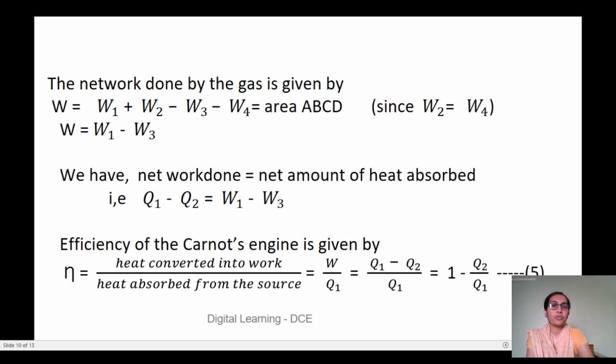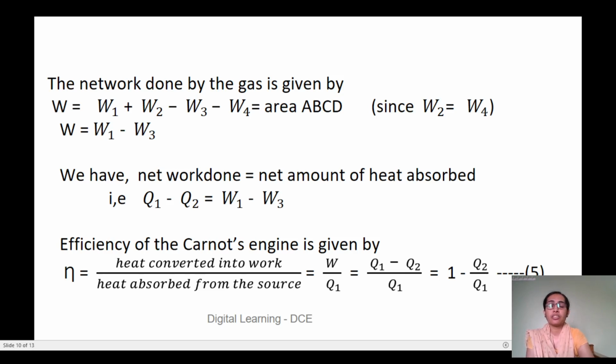Since here W2 equals W4, the total work done, or the net work done, W will be equal to W1 minus W3. But the net work done will be equal to the net amount of heat absorbed. The amount of heat absorbed will be equal to Q1 minus Q2. So therefore we have Q1 minus Q2 equals W1 minus W3.